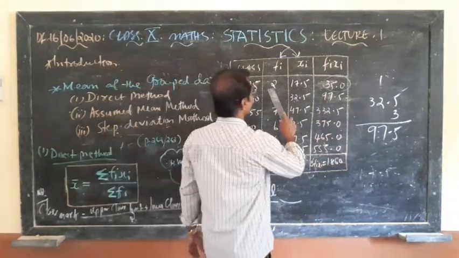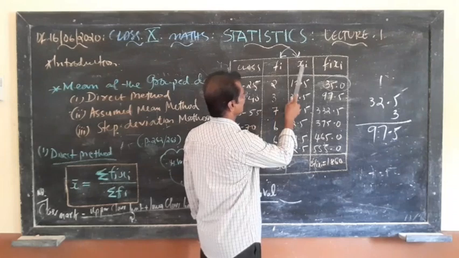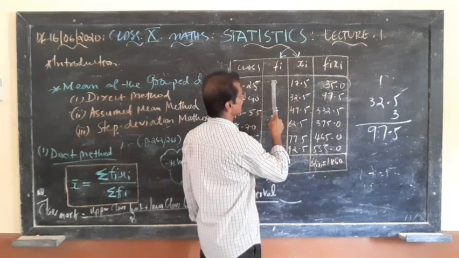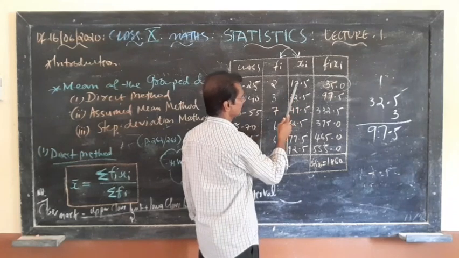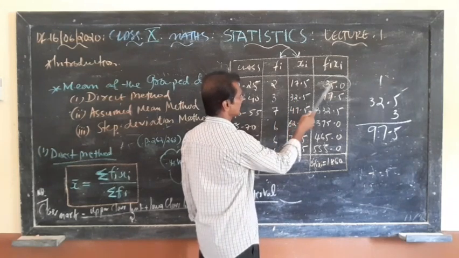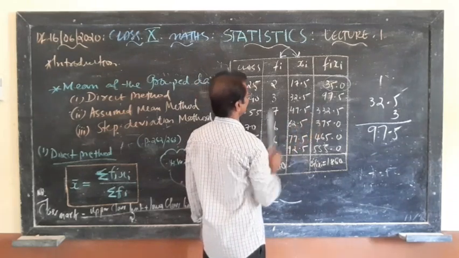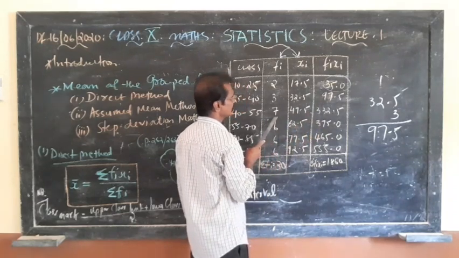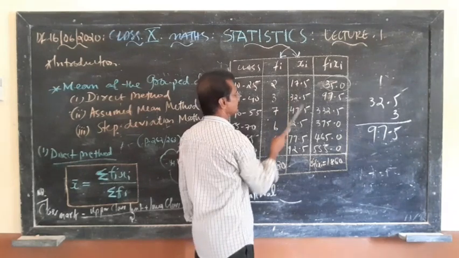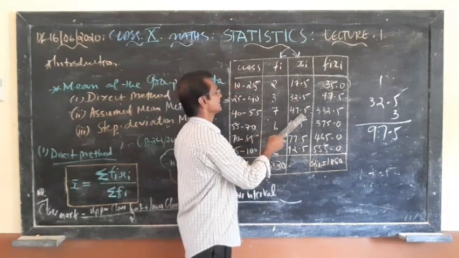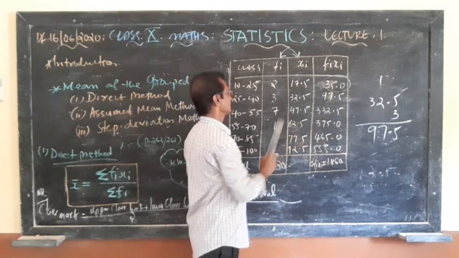97.5. So 2 into 17.5, multiplying these two columns: fi is 2, xi is 17.5. 2 into 17.5 is 35. Then 3 into 32.5, 97.5. Now here fi is 7, xi is 47.5. So multiplying 7 into 47.5, that is 332.5.